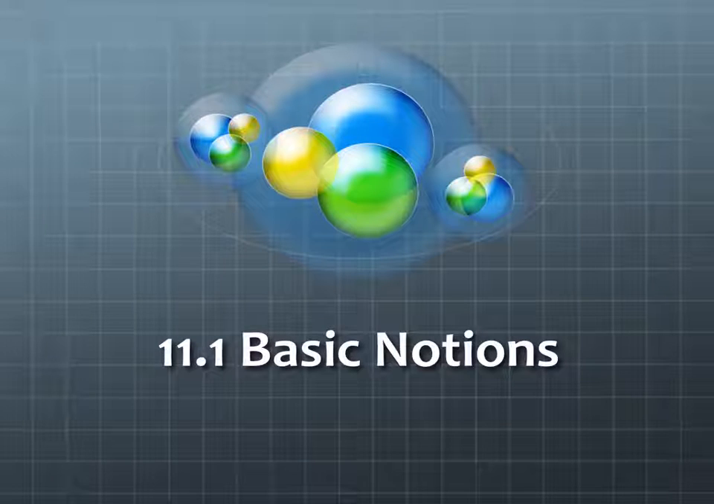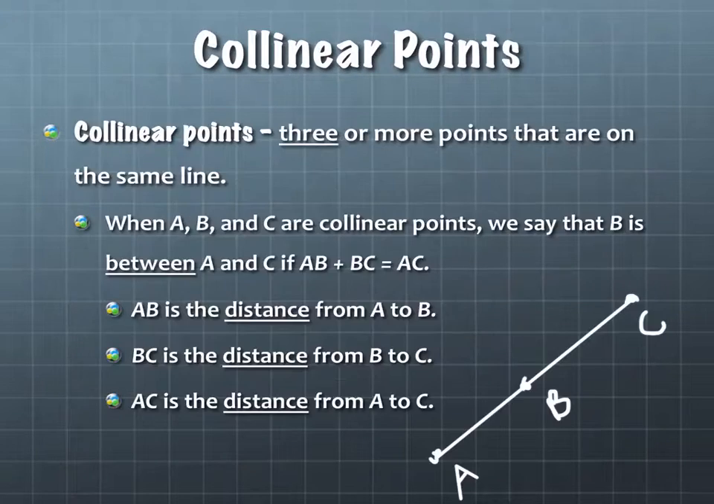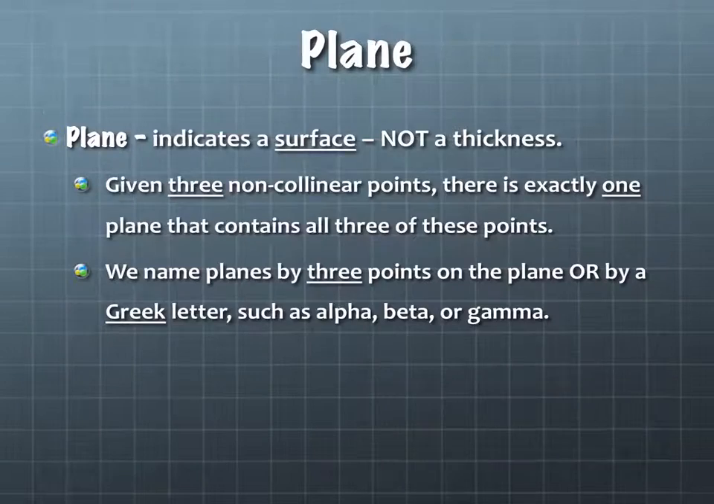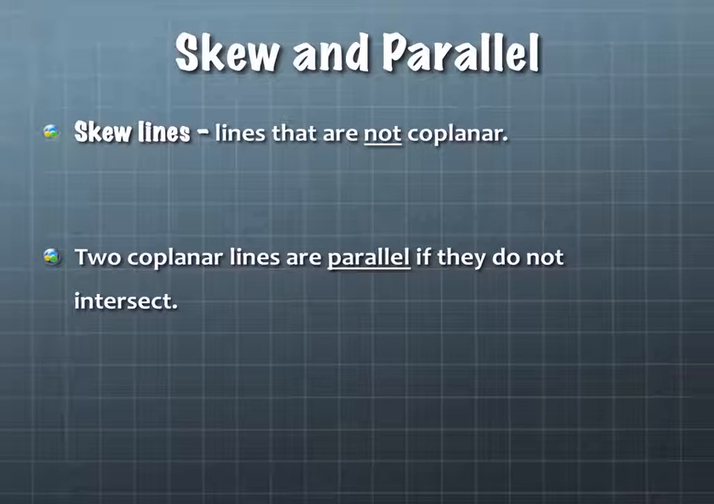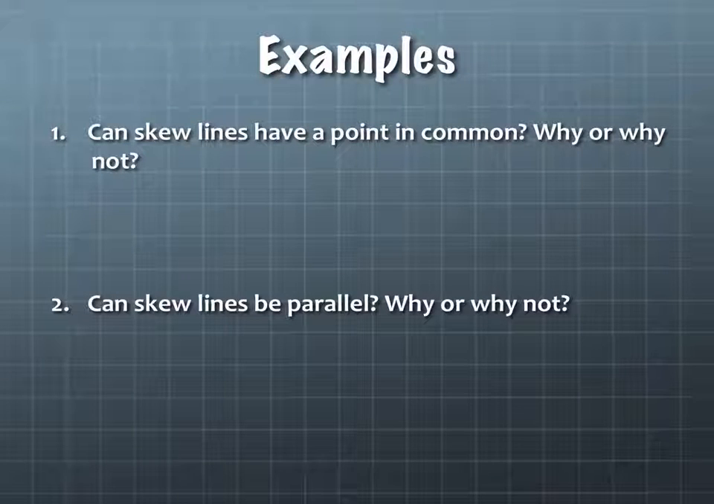Last time we started section 11.1, talking about some basic notions of geometry, and we had encountered different ways that we could describe lines. In particular, we had left off last time on skew lines. Skew lines are lines that are not coplanar. And then two coplanar lines are parallel if they don't intersect. All right, so let's take a look at some examples.